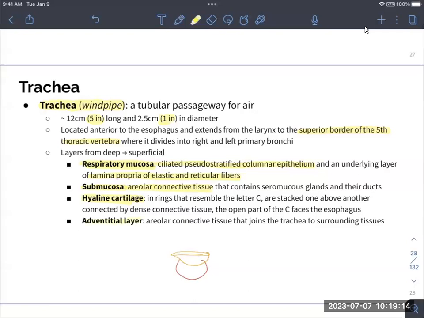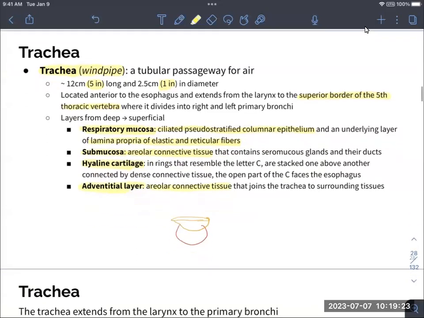Then we have this adventitial layer, the outside layer, again areolar connective tissue, and it helps that trachea attach to all of the tissues that sit around it.